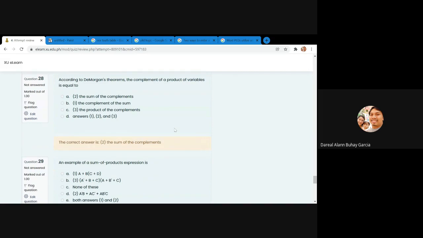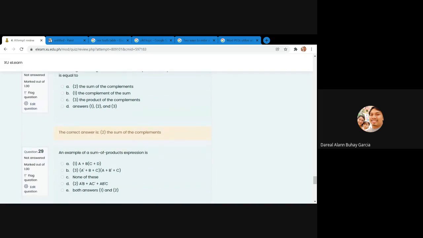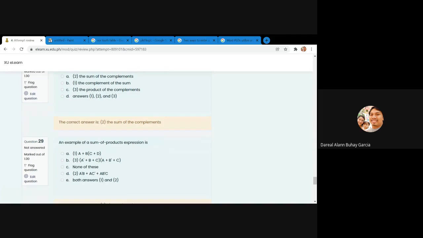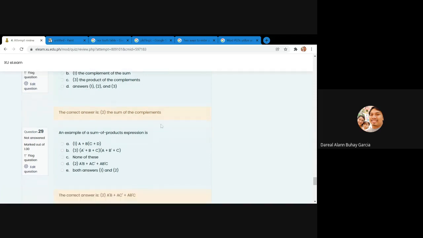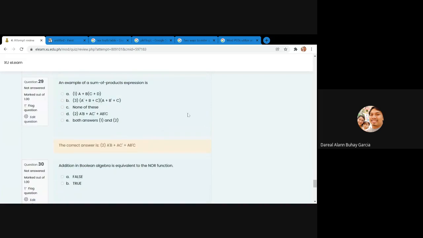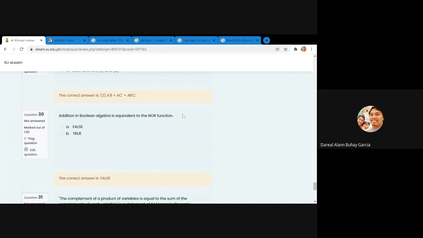An example of a SOP expression is D: A prime B plus A C prime plus A B prime C. Okay. Addition in Boolean algebra is equivalent to the NOR function. False. Addition is OR.